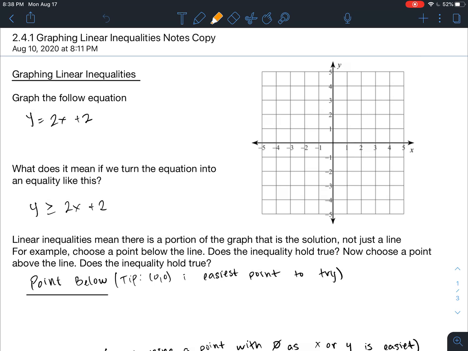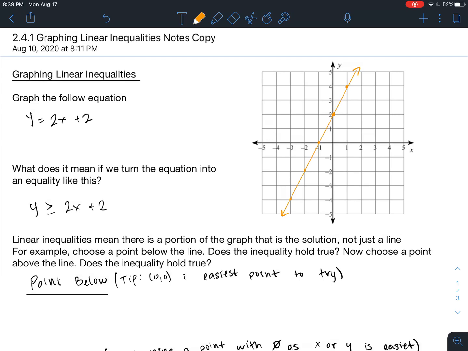Before we get too crazy, I have an equation written down, y equals 2x plus 2. We're just going to graph this equation as it is. It's in slope-intercept form, so we know that the intercept is at 2 and it has a slope of 2. And there we go. We have our line just like that.